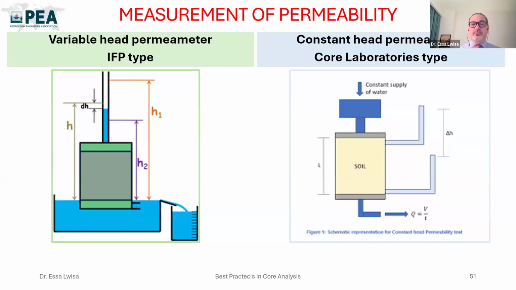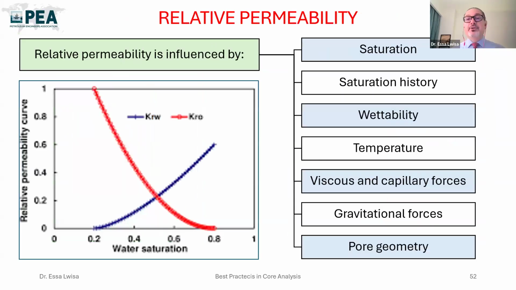Are you injecting water or brine at constant pressure or constant flow rate? If you are injecting at constant pressure, you are here. If you are injecting at a constant flow rate, you are here. That is the measurement of permeability, not how we measure permeability. Now, you remember the two types of porosity, absolute porosity and effective porosity. The same thing goes for permeability. We have absolute permeability, effective permeability, and relative permeability.